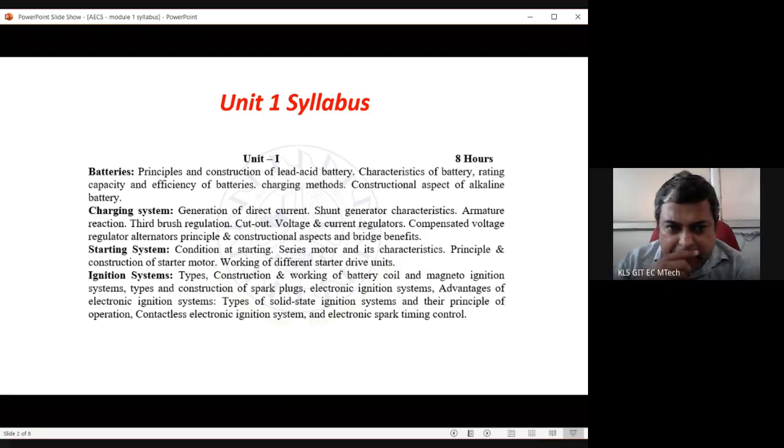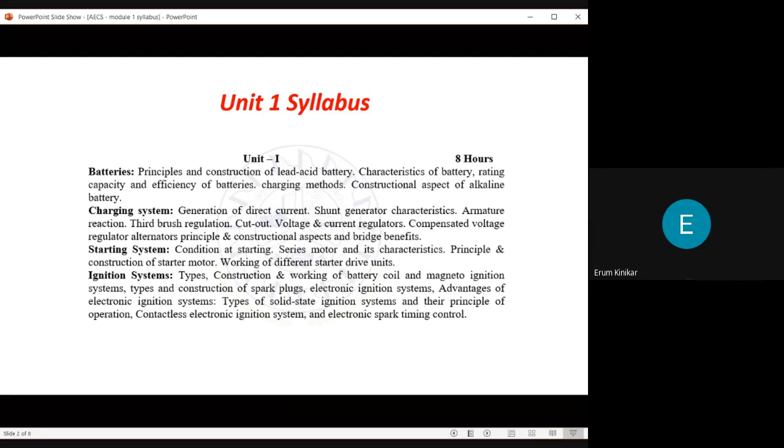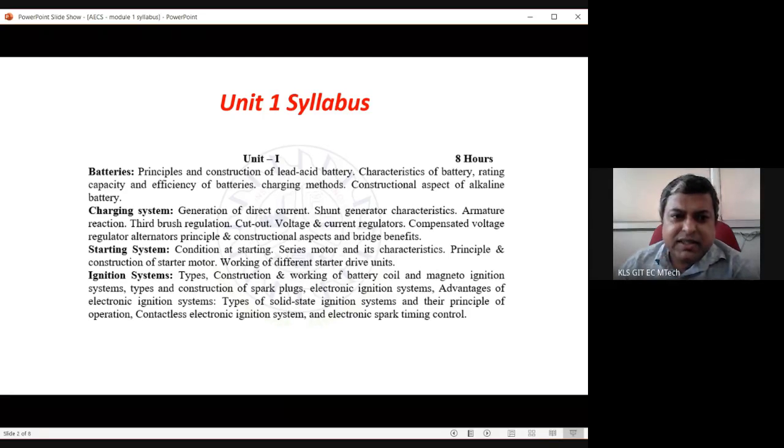What is the third topic? Starting system. What all electrical components can we see? Just read the slide and tell me. Third chapter, starting system. What all electrical components can we find? Series motor. Write it down. Anything else? Starter drive units. Actually, starter motor is not there, so something is called starter for a series motor. So one is starter for a series motor, second is starter, and third is starter drive.